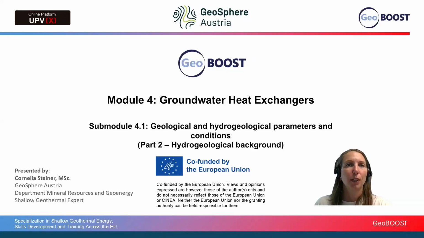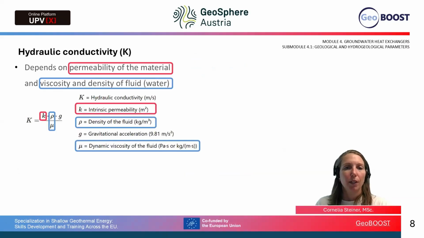Welcome to part 2 about geological and hydrogeological parameters and conditions for groundwater heat exchangers. Let's take a detailed look into the parameters that are important when we want to assess the potential for groundwater heat exchangers. So let's start with the hydraulic conductivity, or the K value.